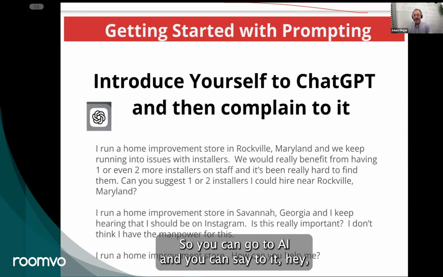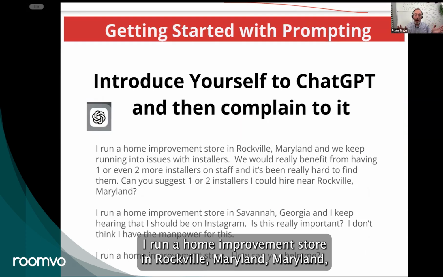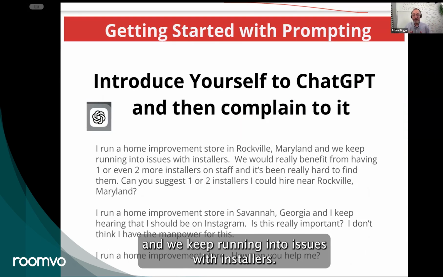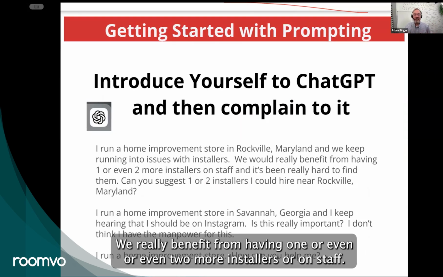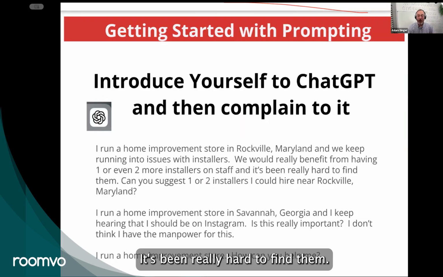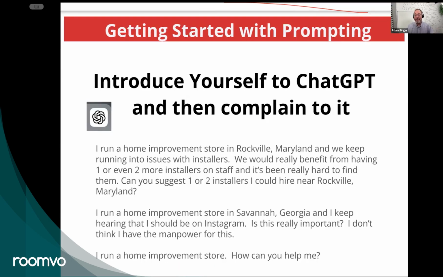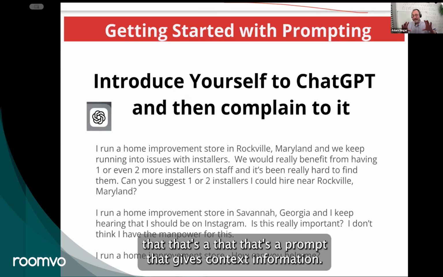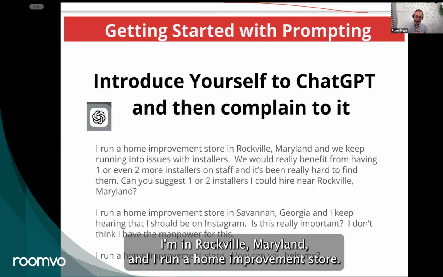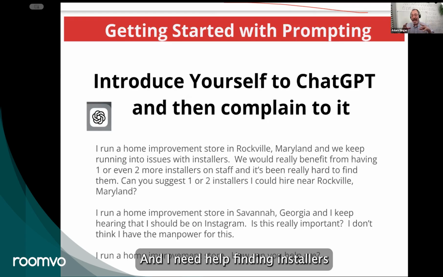So you can go to AI and you can say to it, hey, I run a home improvement store in Rockville, Maryland, and we keep running into issues with installers. We really benefit from having one or even two more installers on staff. It's been really hard to find them. Can you suggest one or two installers I could hire near Rockville, Maryland? That's a prompt that gives context, information. I'm in Rockville, Maryland, and I run a home improvement store. That's my context, and I need help finding installers.